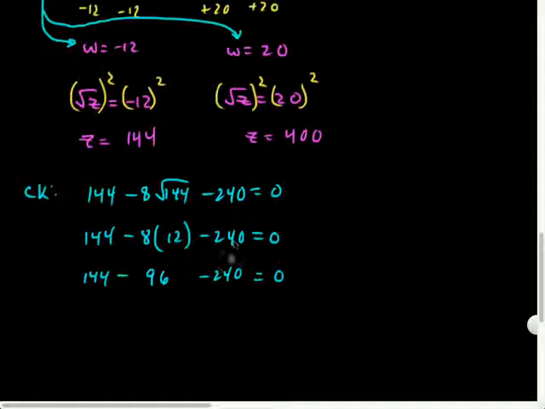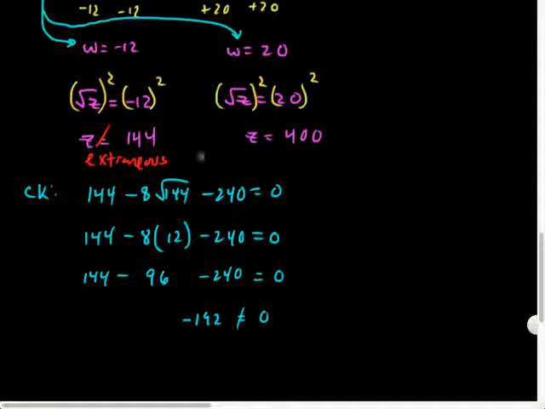200. No, wait a minute. Negative 192. Not equal to 0. So that means this is not true, because that is an extraneous solution.